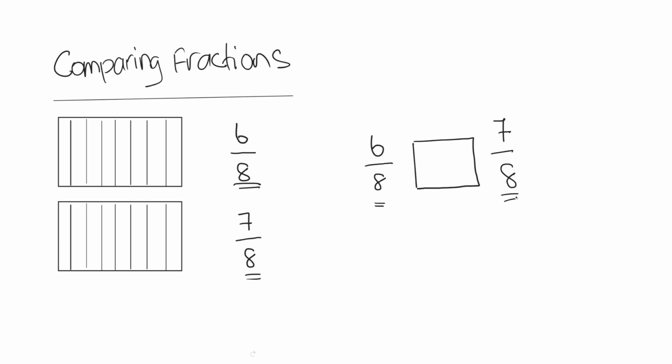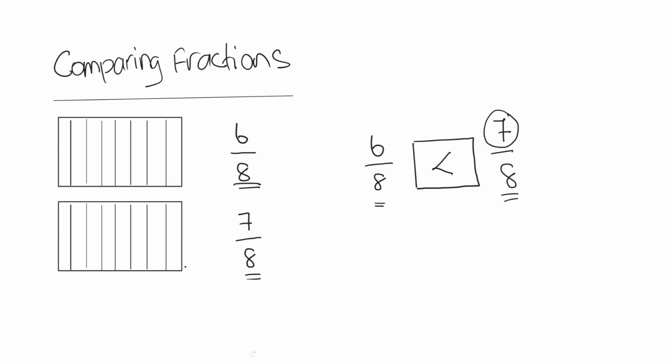So if it is common, all you have to do is figure out which numerator is the greater value. In this case, 7 is greater than 6, therefore... sorry, 6 over 8 is lesser than 7 over 8. Right. Now let's see this from a diagram.